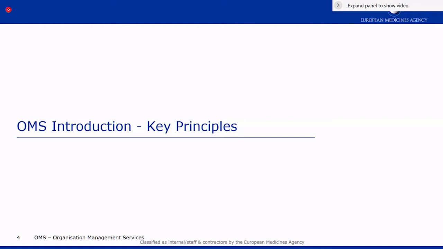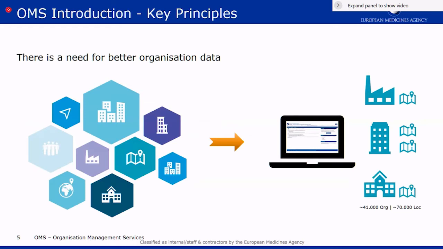I'll start with some brief introductions as well, covering some of the key principles for OMS. So the OMS service supports the implementation of ISO IDMP in the European Union by providing a single source of validated organization data and its locations that can be used as a reference source in regulatory activities and other business processes. The OMS system came to life following the need for better organization data, and it was initially built having as a background some five internal EMA source systems, one of them being Elder GMDP and XCVMPD.